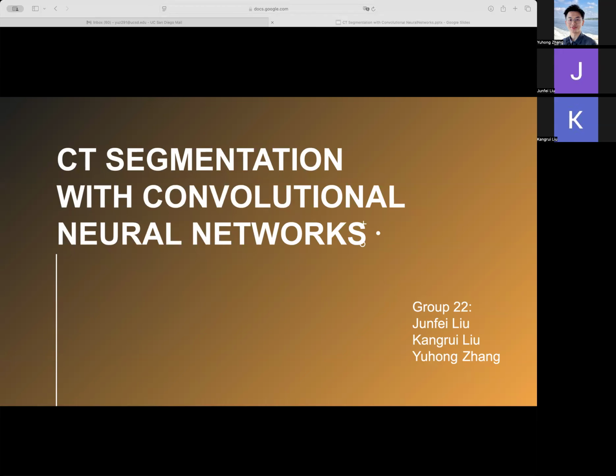Okay, so we are group 22. Here we are presenting our project about CT segmentation with convolutional neural networks. Next page.